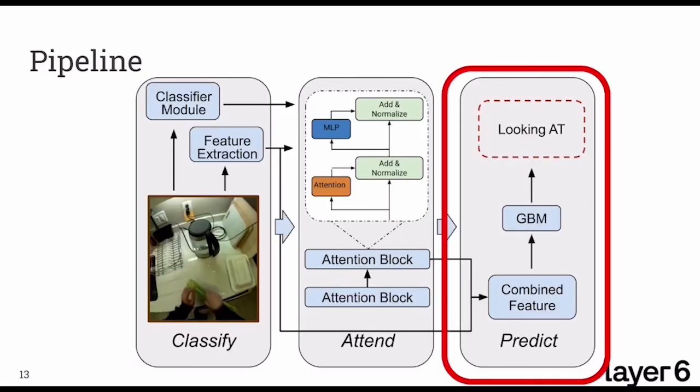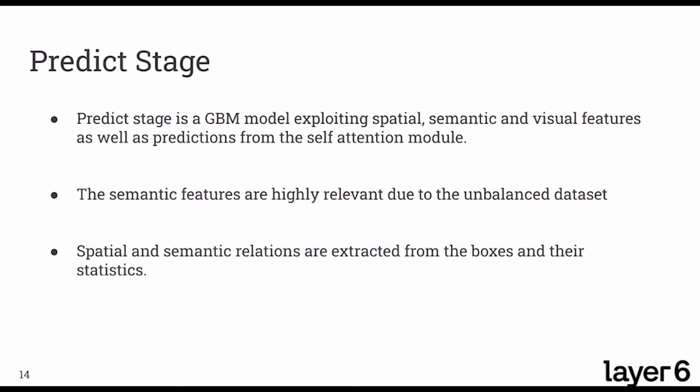Finally, we describe the detail of the third stage, where it takes as input the output from the first two stages and combines it to pass it to a gradient boosting machine to get the final predicate prediction. In the third stage, we exploit engineered spatial, semantic, and visual features, as well as the predictions from the previous two stages. Here, semantic features refer to features that encode the frequency of subjects and objects and the frequencies of each predicate given a specific subject-object pair.